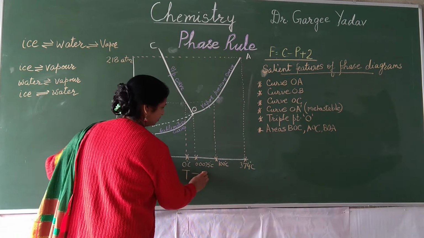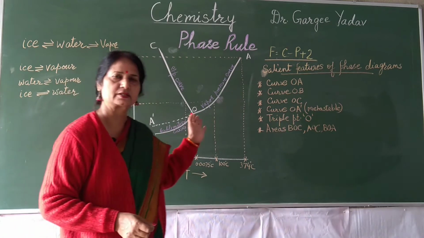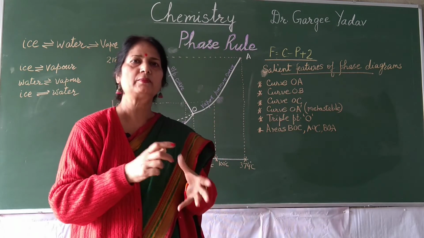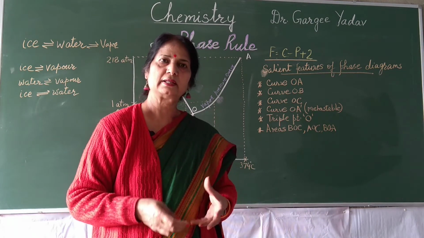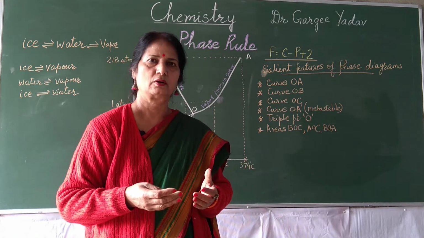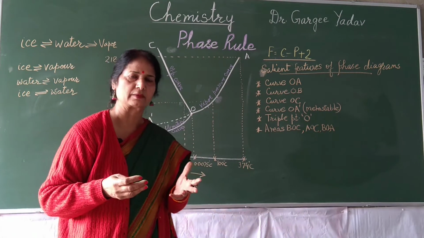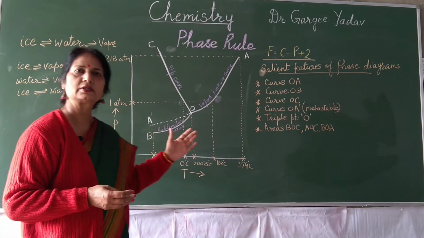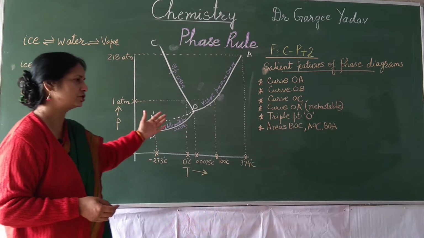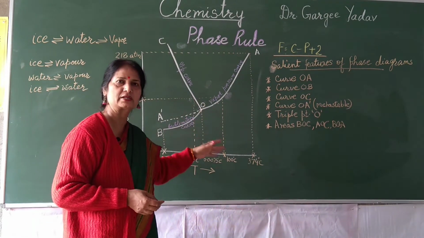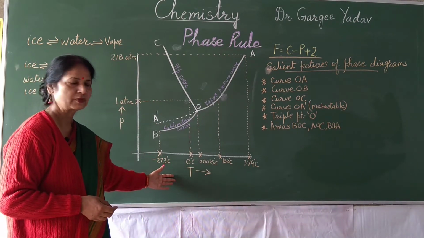This is the pressure axis and this is the temperature axis. The effect of pressure and temperature on various phases and on the equilibrium of the various phases is determined experimentally, and then it is plotted on the pressure and temperature axes, and what we get is a phase diagram. So the phase diagram is the representation of the effect of pressure and temperature on various phase equilibria of the system. This is the phase diagram of water.